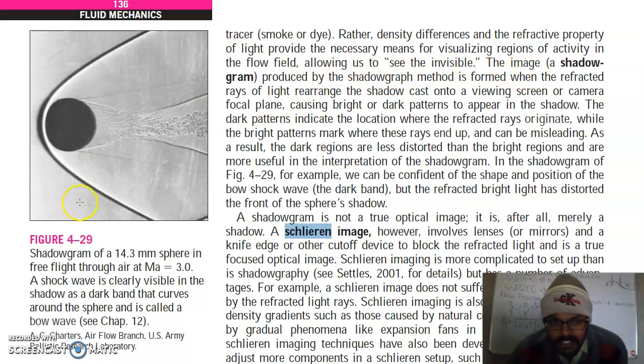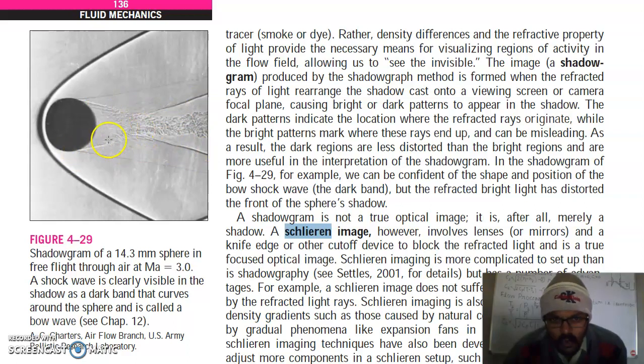The image you can see here is a shadowgraph of a 14.3 mm sphere in free flight through air at Mach 3. A shock wave is clearly visible in the shadow as the dark band that curves around the sphere and is called a bow wave. So this is your dark band. It is clearly visible, and you can see it at the back side of this pattern.